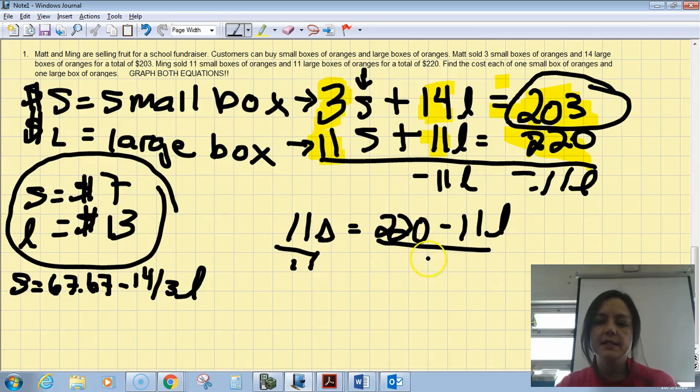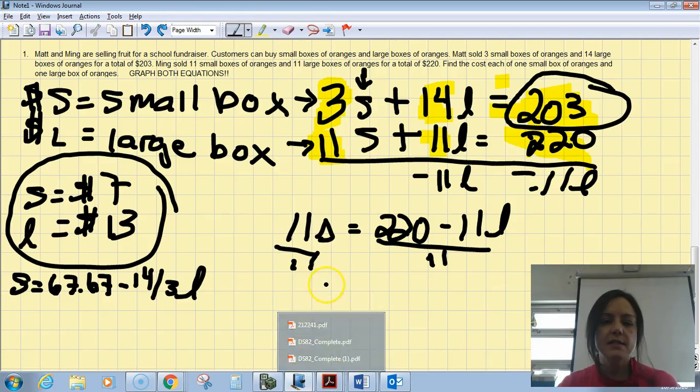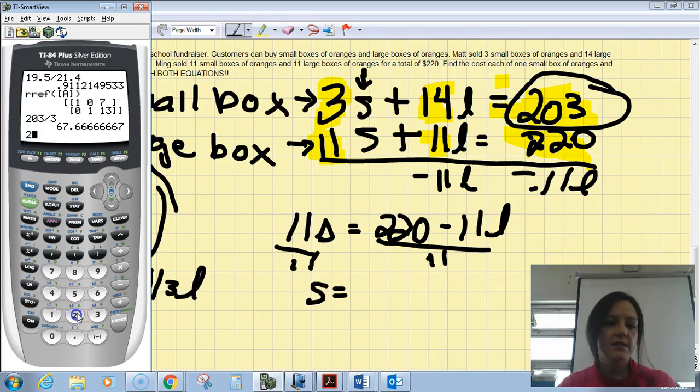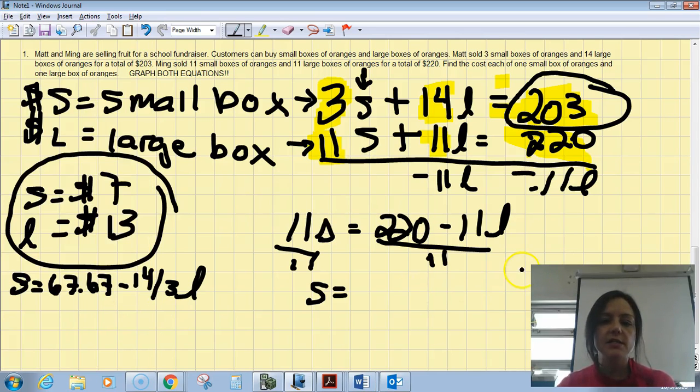And what that means is that s is equal to 220 divided by 11. Let's see, 220 divided by 11. 20. That went in exactly. This is going to be such a nicer equation. 20 minus 11 divided by 11 is 1. So just minus L. So that slope is just -1.